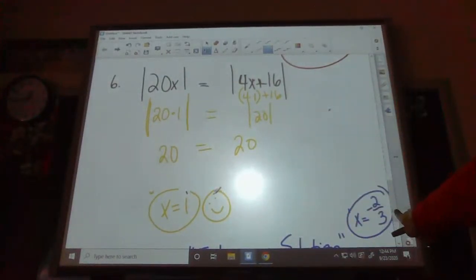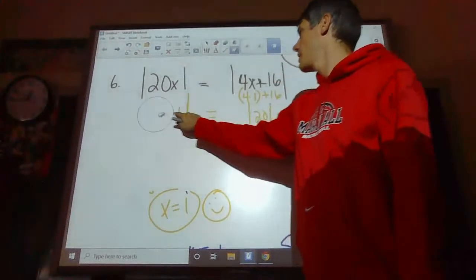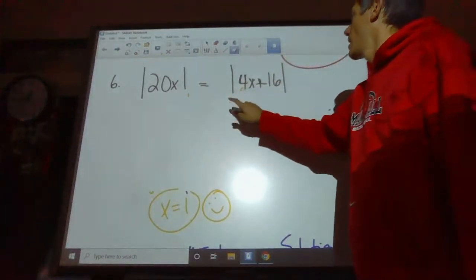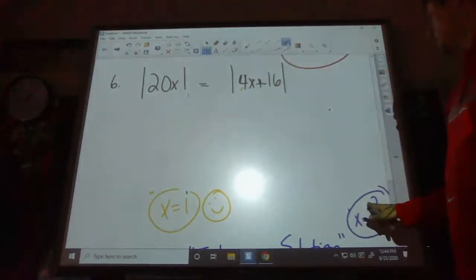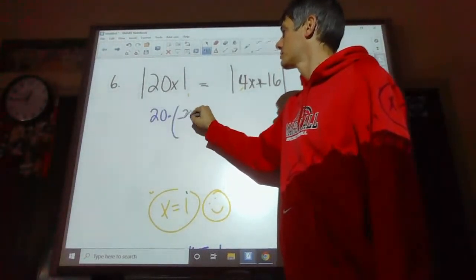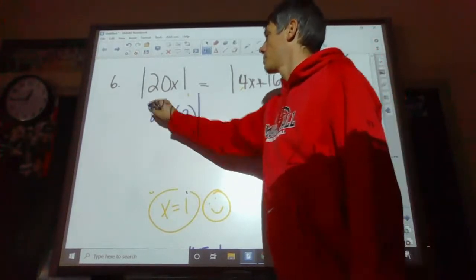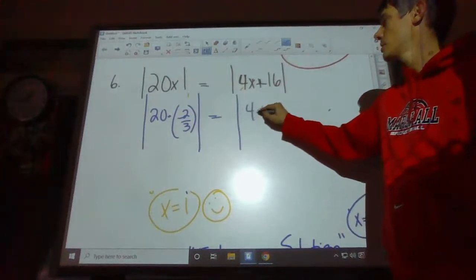Now, the other one that I don't like because it's a fraction, I need to check that one as well. So I'm going to erase this really quickly so I have room. And now I'm going to go over to this negative 2/3. And if I put negative 2/3 in here, that is gross. Holy cow. Why would they give this to you on the very first one?